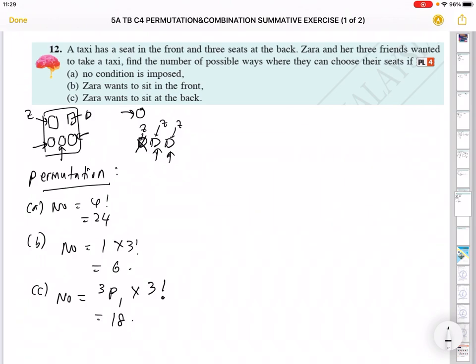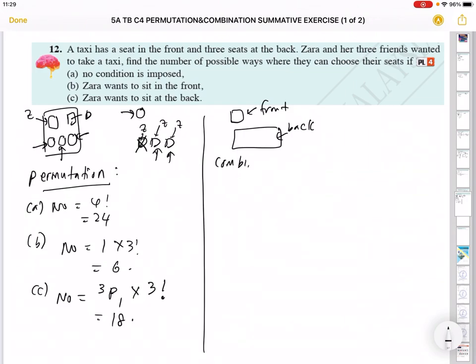Now I think the textbook treats this as 1 seat in front and 3 seats at the back. I think they lump the back seats together as 1. That's why the answer, if you notice, is completely different from what I've shown you here. So I think the answer is based on combination. That is, they say, I have 4 people, I choose 1 of them to sit in front, and the rest of the 3 have to sit at the back. That's why the answer is 4.